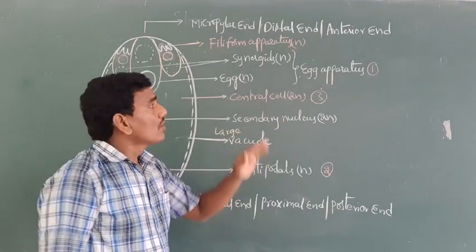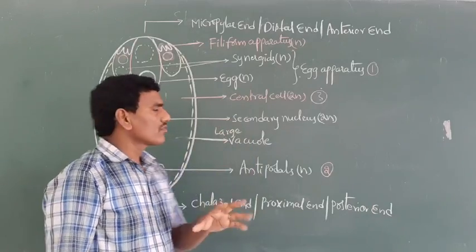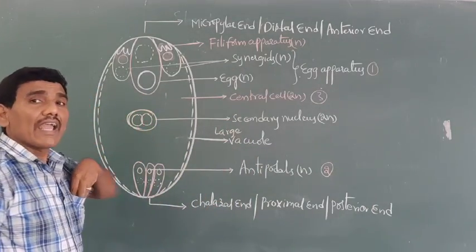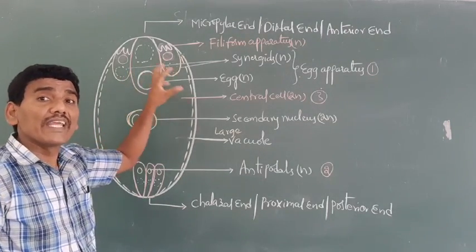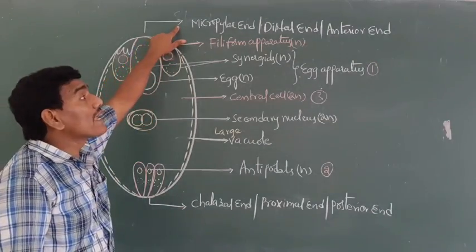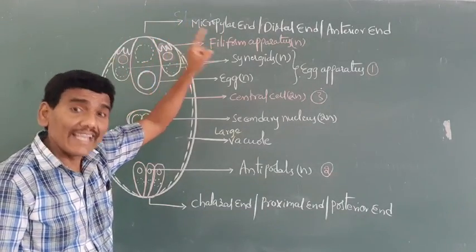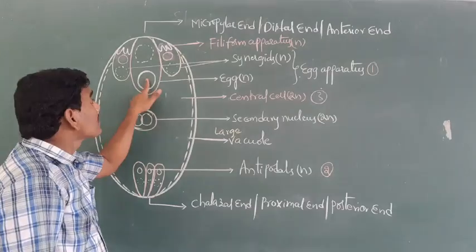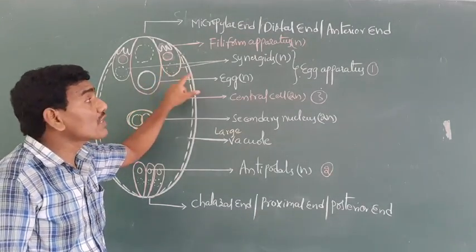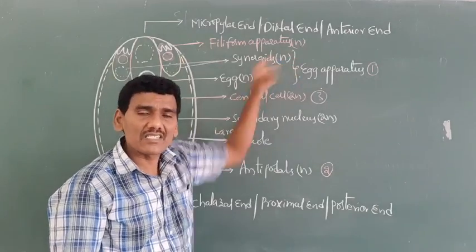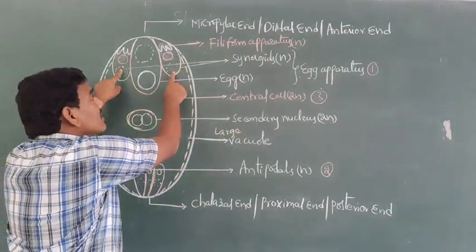Now we will discuss the egg apparatus. Listen carefully. In that egg apparatus, 3 cells are grouped together at the micropylar end or distal end or anterior end. Three cells are grouped together at micropylar end, which constitute the egg apparatus. They are one egg cell, two synergids.